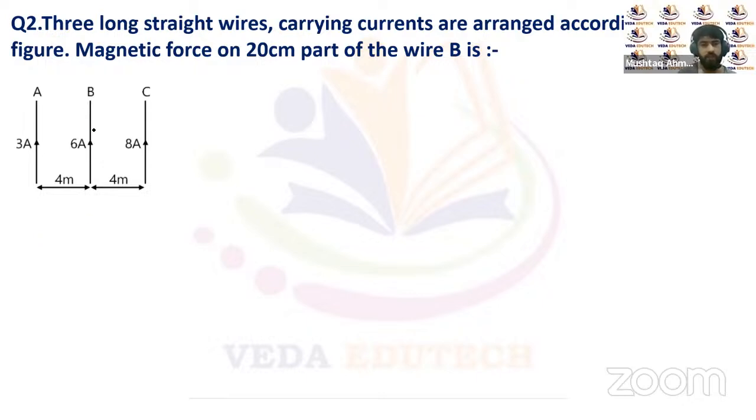Now, let's talk about the number of forces acting on this wire B. One force will be the attractive force because of wire C, because both the wires are parallel and both the currents are parallel currents, and parallel currents attract each other, right? And anti-parallel currents will repel each other. So there will be an attractive force between the two wires B and C. It means that B will be attracted towards C.